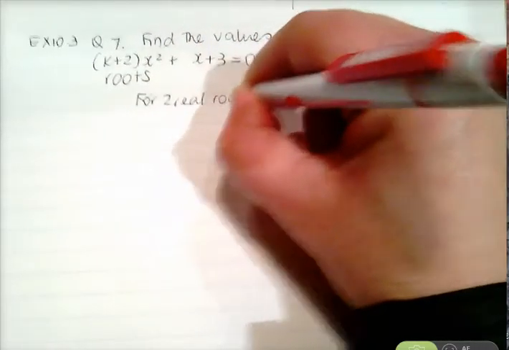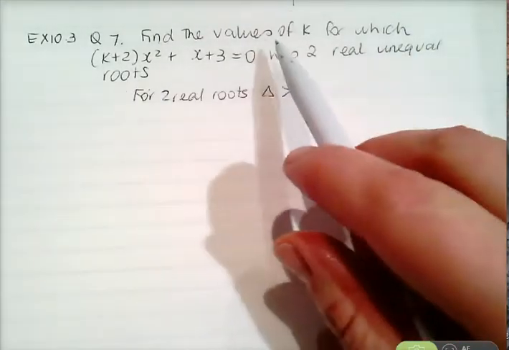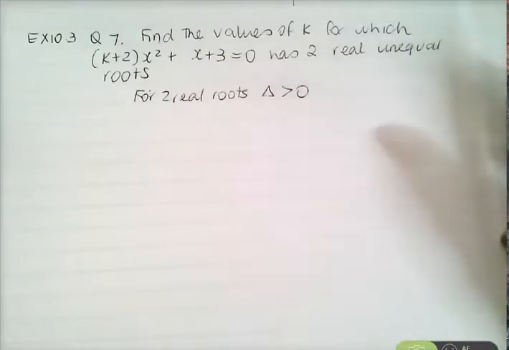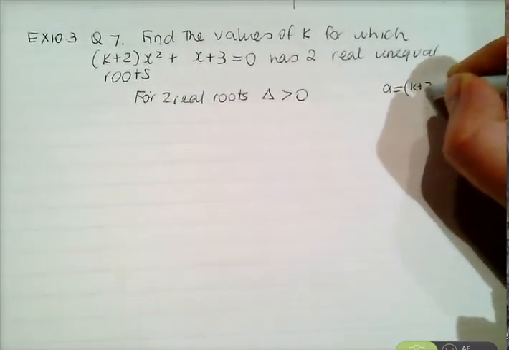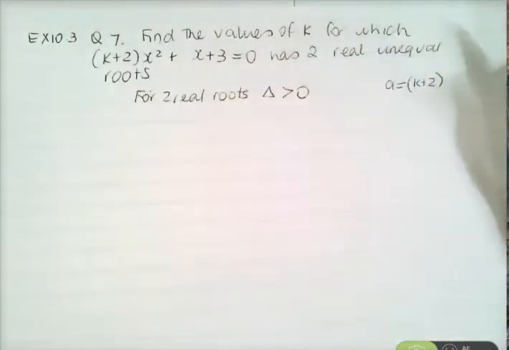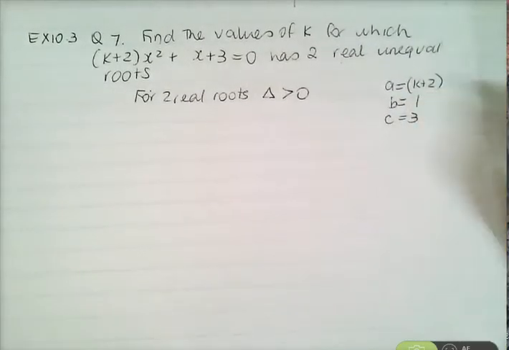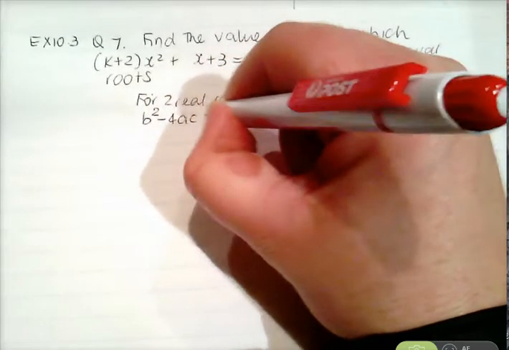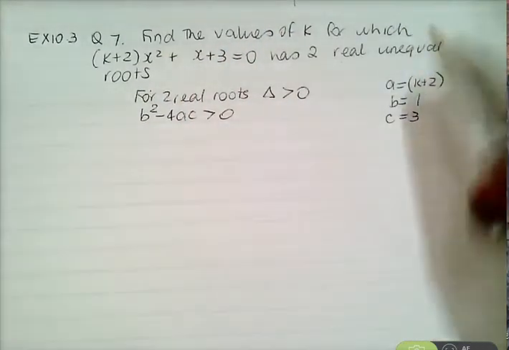So for 2 real roots, the discriminant's greater than 0. 2 real equal roots is really the same as 1 real root. Let's just record what A, B, and C are. A is k + 2. B is the coefficient of x, which is 1, and C is 3. So for 2 real unequal roots, the discriminant's greater than 0.